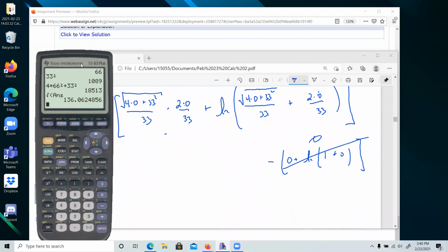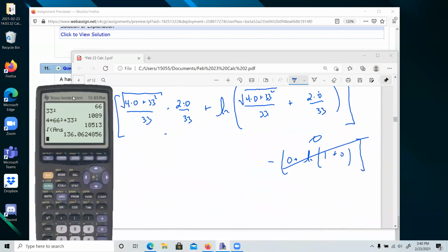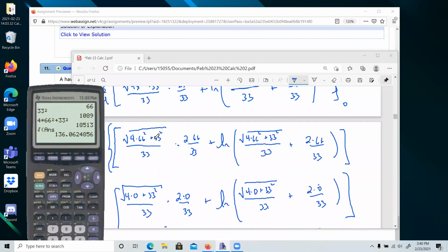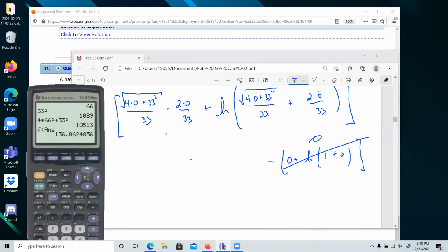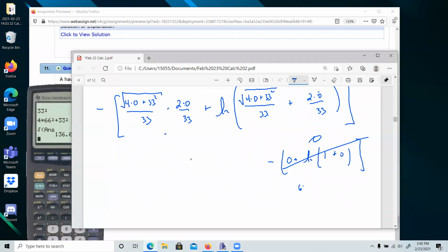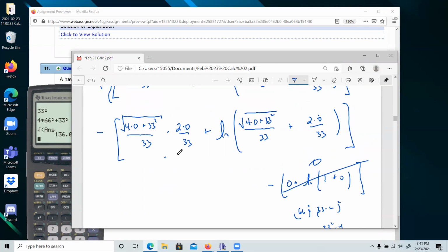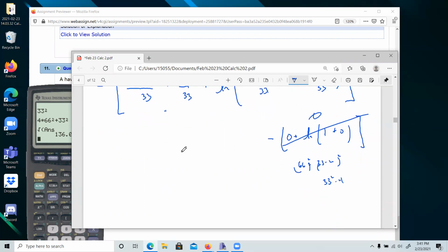How about we try this? 66 is really 33 times 2. Let me just do this off to the side here. 66 is 33 times 2. Now if I square this, we get 33 squared times 4. And we're going to have plus 33 squared. So we have 4 times 33 squared plus 1 times 33 squared. This is going to be 5 times 33 squared.